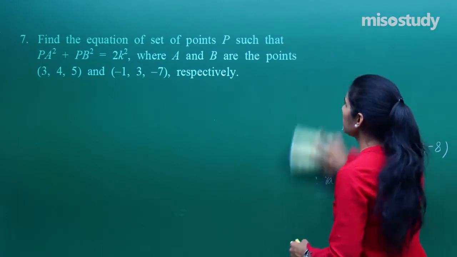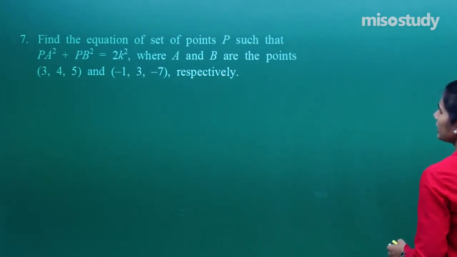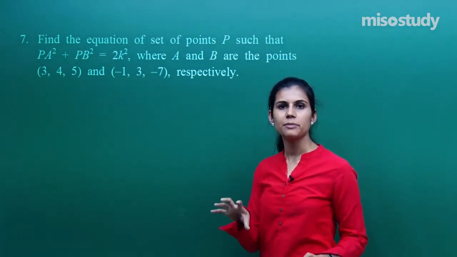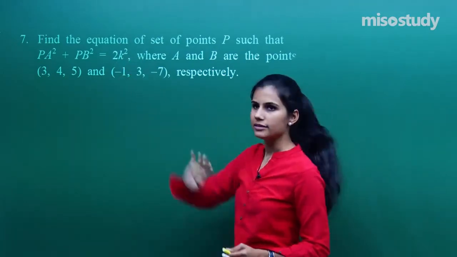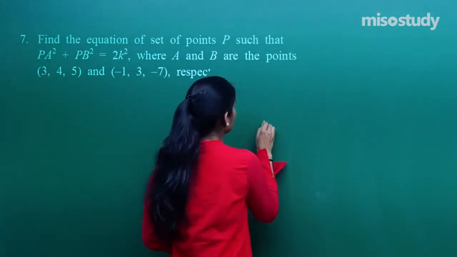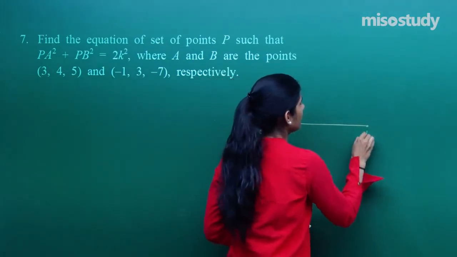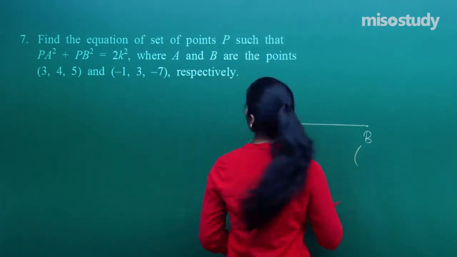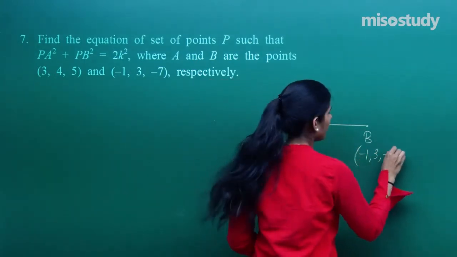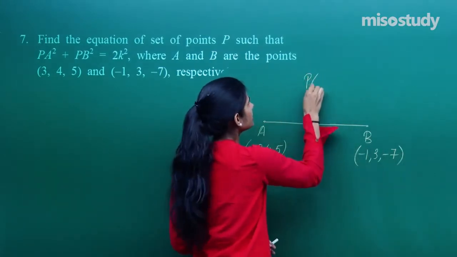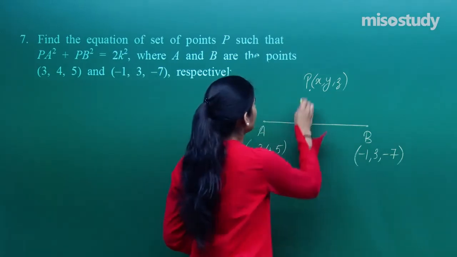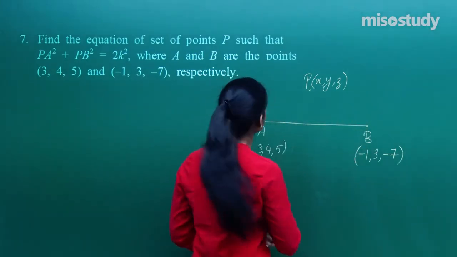Moving to the next question, we have: find the equation of the set of points P such that PA square plus PB square is 2K square, wherein A and B are these points respectively. So A and B are given to me. I have to find all such x comma y comma z represented by P such that they satisfy this equation. So if this is A, this is B, where A is 3 comma 4 comma 5 and B is minus 1 comma 3 comma minus 7, I have to find all such points x comma y comma z such that PA square plus PB square is 2K square.